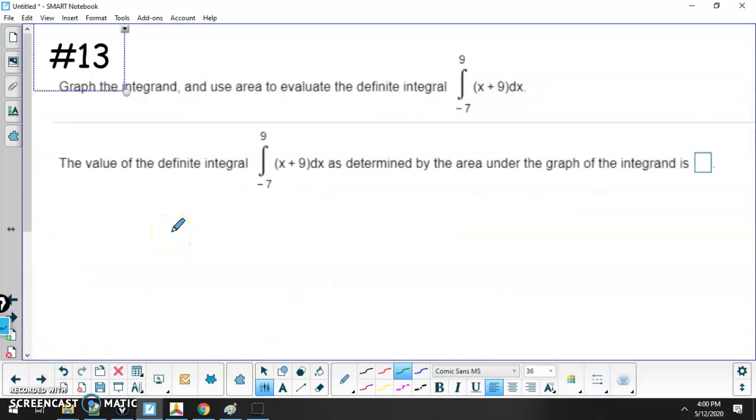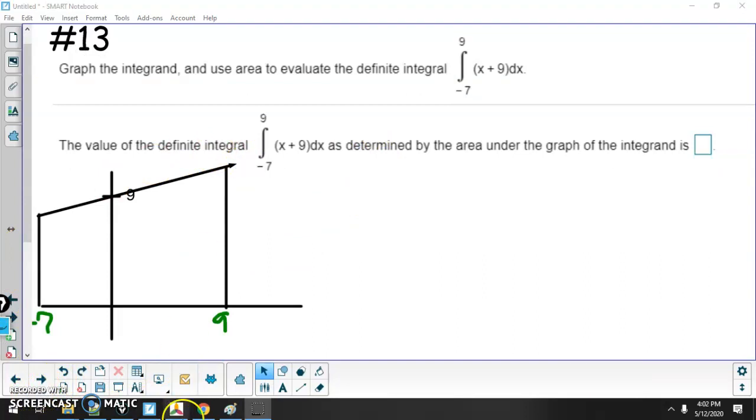Graph the integrand and use it to evaluate the definite integral. So you have to graph this first. All right, let me explain how I graphed it. First, you know it's a line because it's like y equals mx plus b. My y-intercept is 9. Okay. This is stuff from Algebra 1, so hopefully you guys got that.